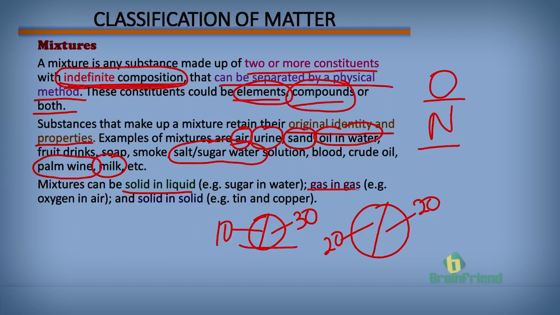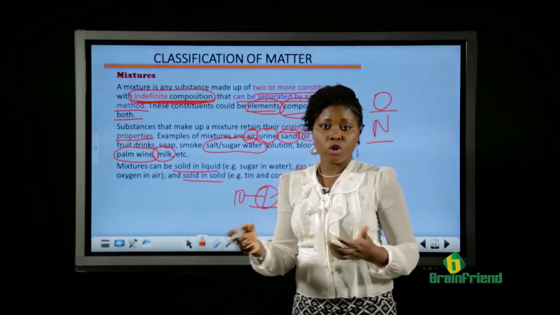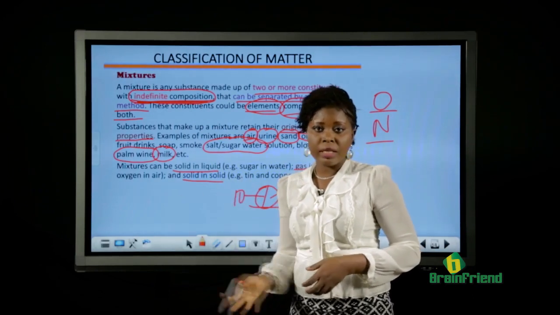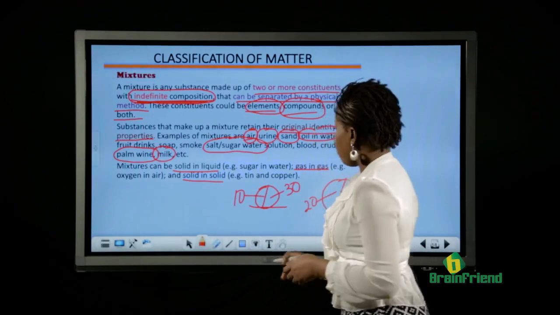It can also be gas in gas. For example, when we talked about being able to separate oxygen from air. Oxygen is a gas that is dissolved in another gas, a mixture of what? Gases known as air, all right? So, it could be gas in gas. It could also be solid in solid. For example, tin and copper. Alloys most times are what? Two solids that are combined together. So, we have solid and solid. So, mixtures can take any of these forms.